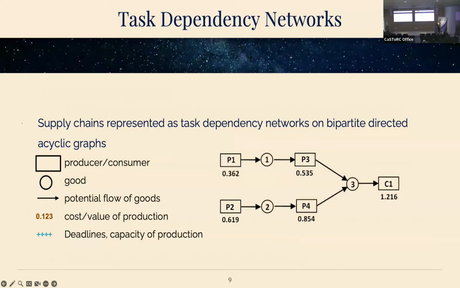I'm showing you here a simple task dependency network, which is the formalization that's used to study this. So it's an artificially simple supply chain. The squares, the rectangles, you can follow them across the screens. They are the producers or consumers. And the circles are the goods that are being exchanged. The arrows show potential flow of goods, so who you can buy from, who you can sell to. And the little numbers are how much it costs to produce, or how much value you gain from consuming a good. There's other things that we consider, those blue crosses that you see there, that for simplicity I haven't included here, but they are particularly important. That defines the capacity of production of a particular factory and so on.